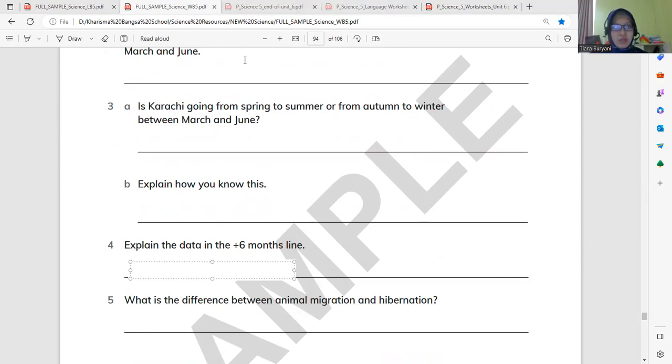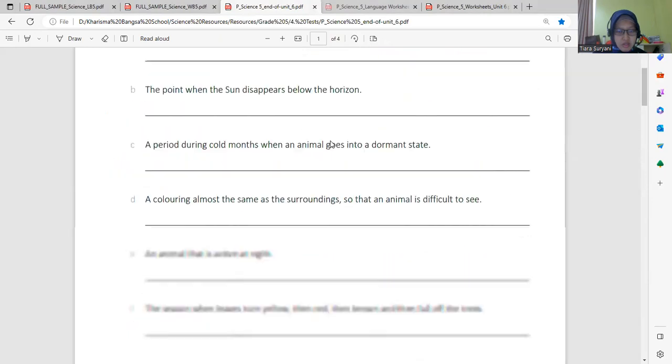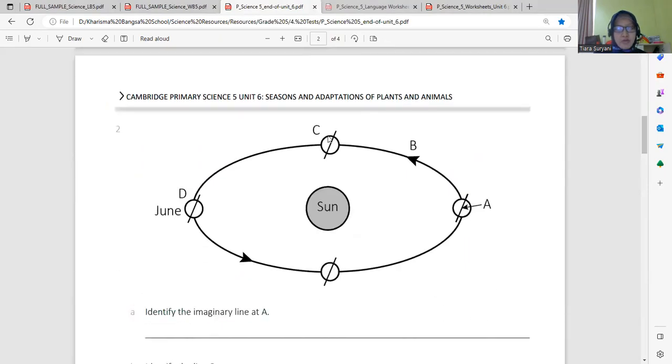Okay, let's just be quick. The next one. Okay, for this one, you've got this paper, right? Hopefully you keep it because it's very important. Identify the imaginary line A. What is A? We already learned that this is the Earth axis. Okay, or only axis is fine. And then what about B? B is the orbit.